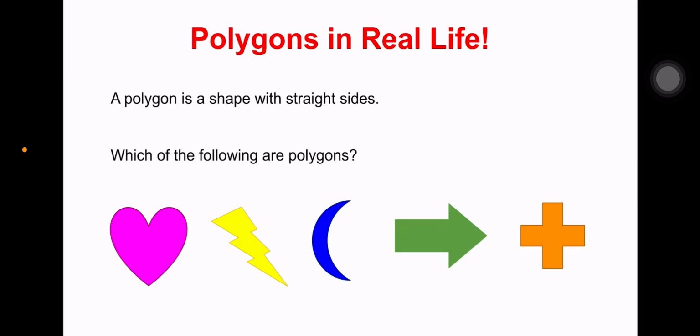A polygon is a shape with straight sides. Which of the following are polygons? I will give you 15 seconds to think. Which shapes out of these 5 is a polygon? There is more than one.